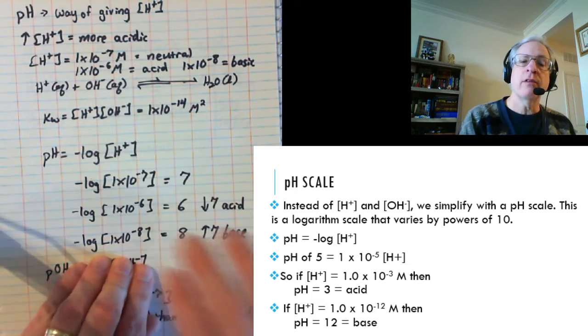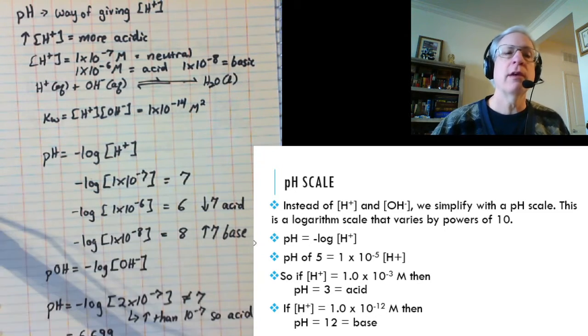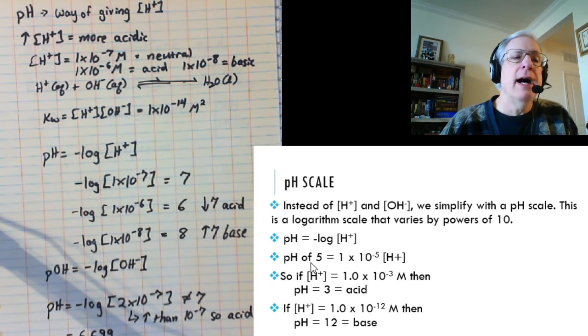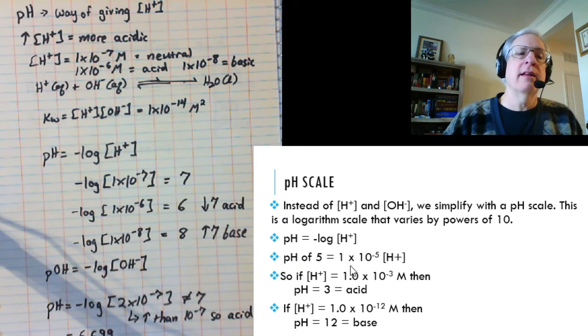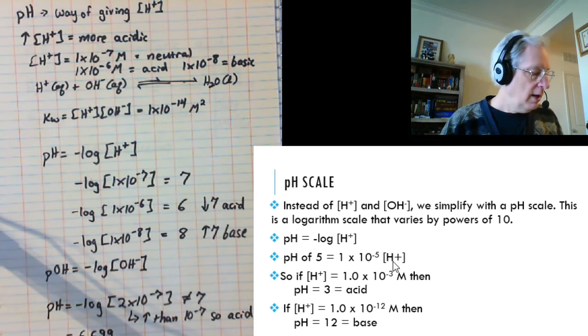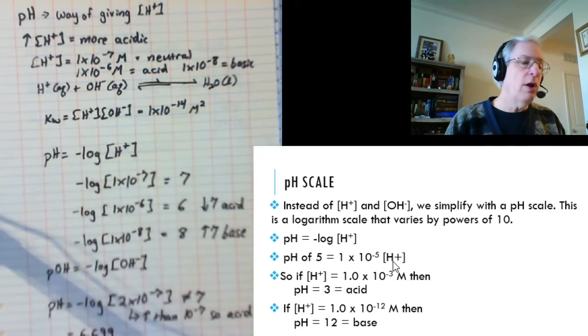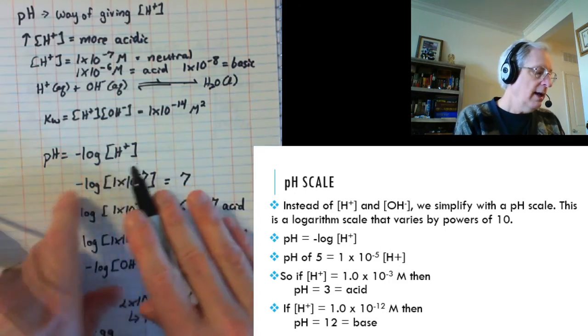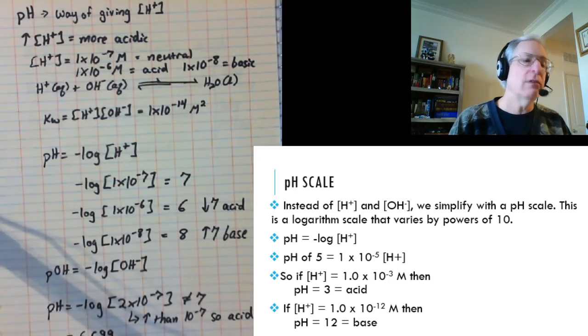All right, so it's the negative log of that. So here's some more examples in the PowerPoint. A pH of 5 would be the same thing as saying 1 times 10 to the negative 5th H positive. So if pH is the negative log of hydrogen ion concentration, if I have the hydrogen ion concentration, I can figure out what the pH is.